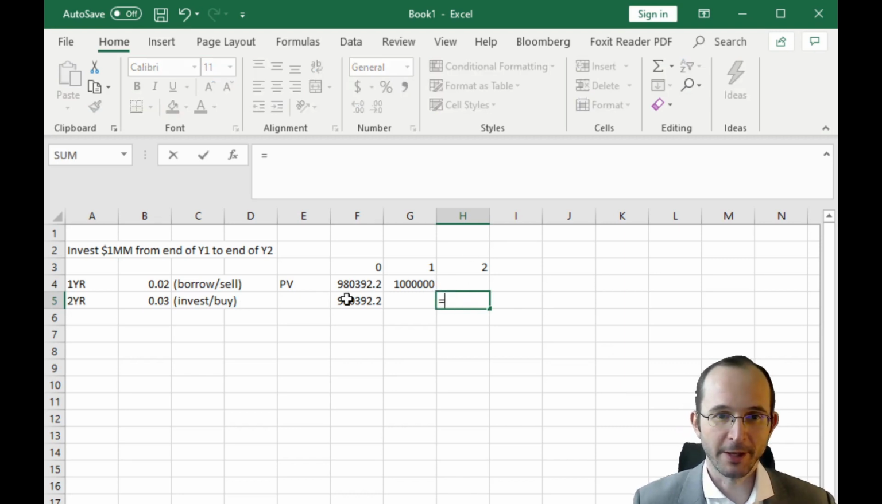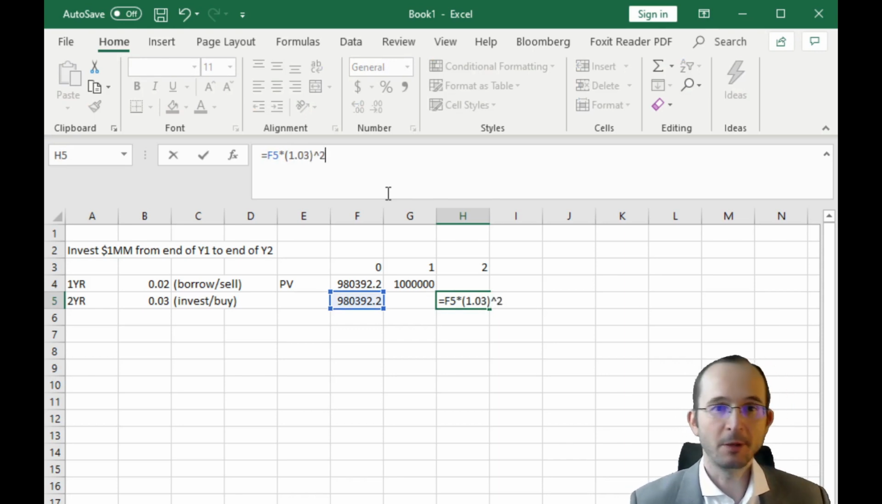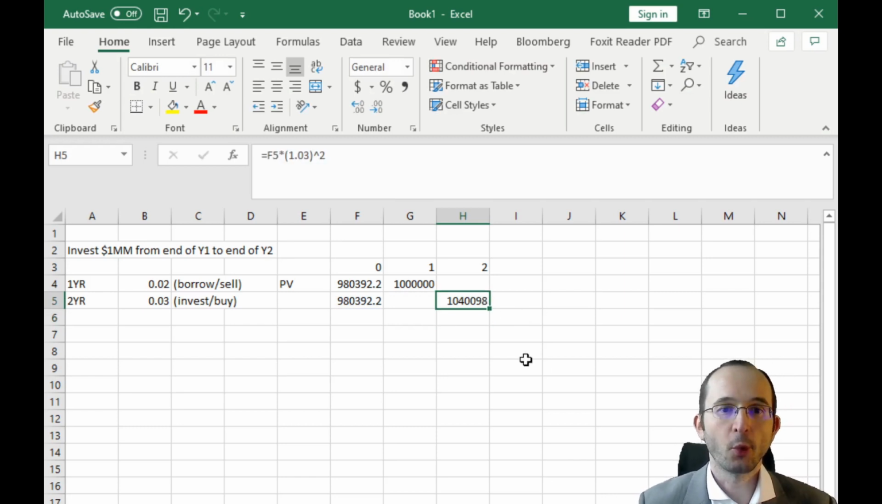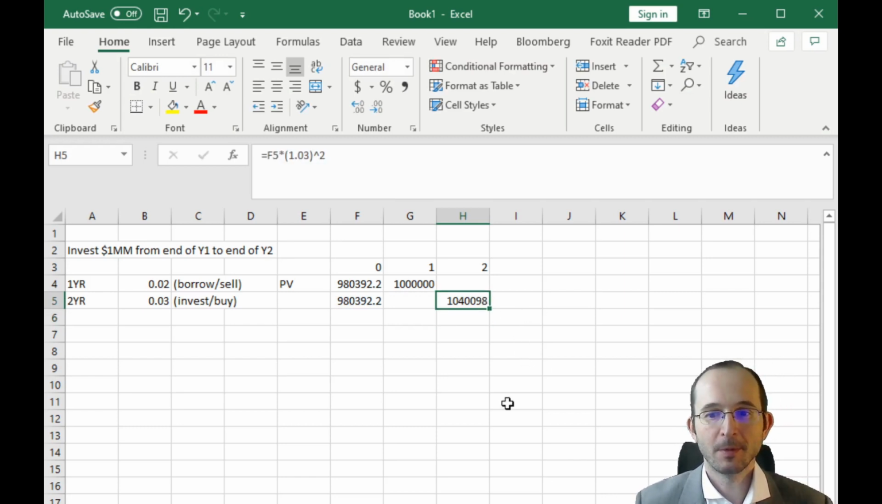Well, we're going to take that present value, we're going to compound it at a 3% yield to maturity for 2 years. And that'll get us 1,040,000. So that's our trade in year 0. What are we going to do in year 1?